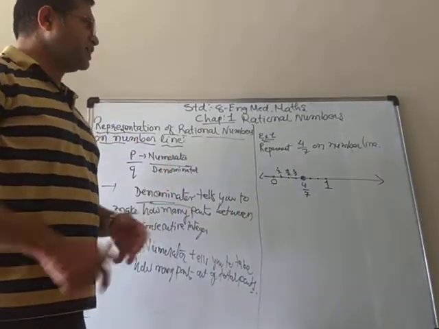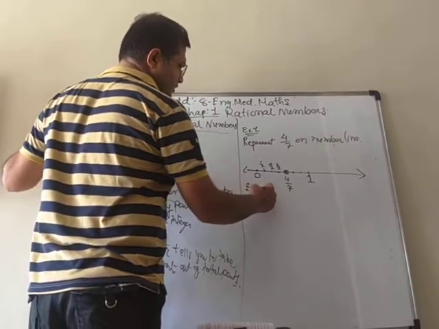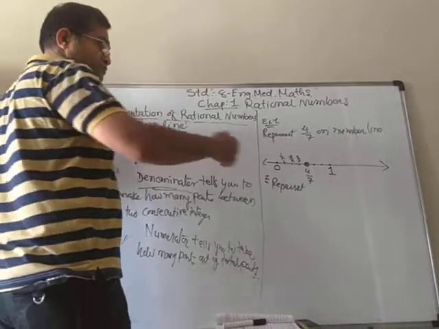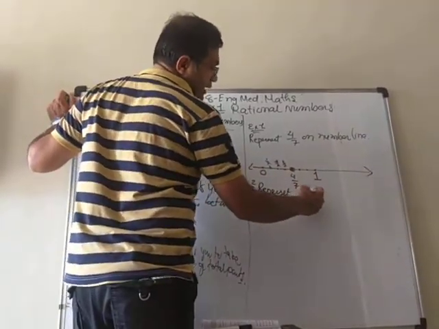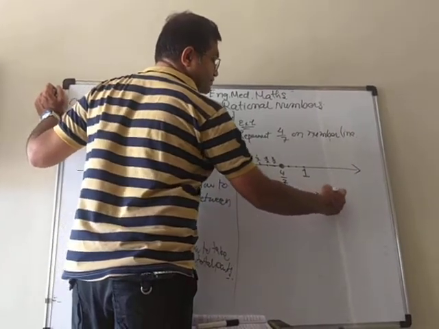Now we can understand with another number also. Represent 8 upon 5 on the number line.